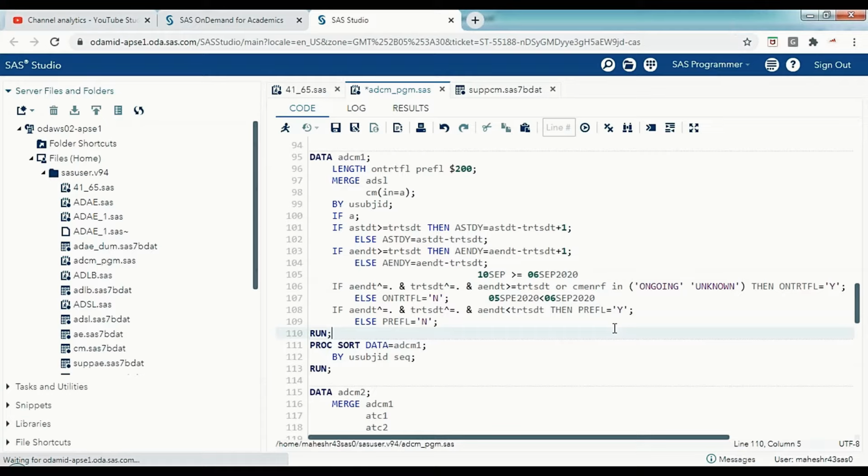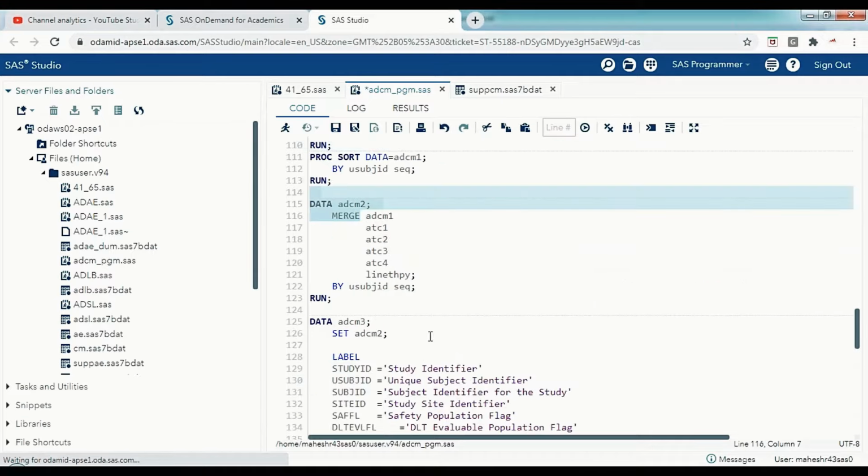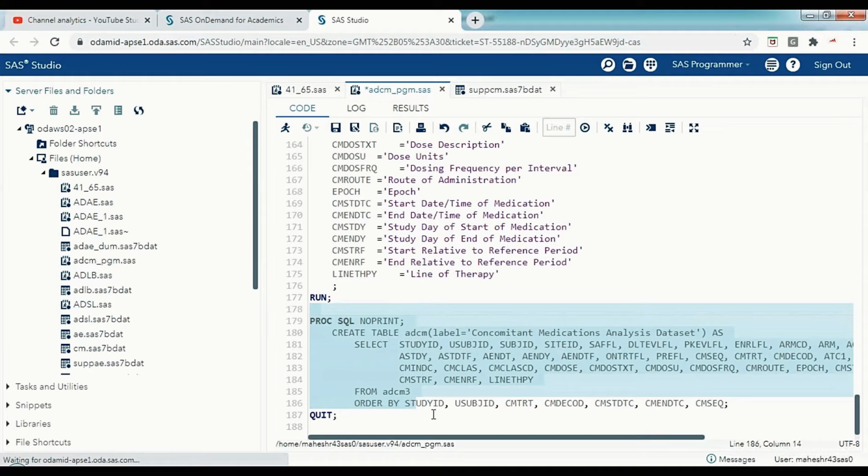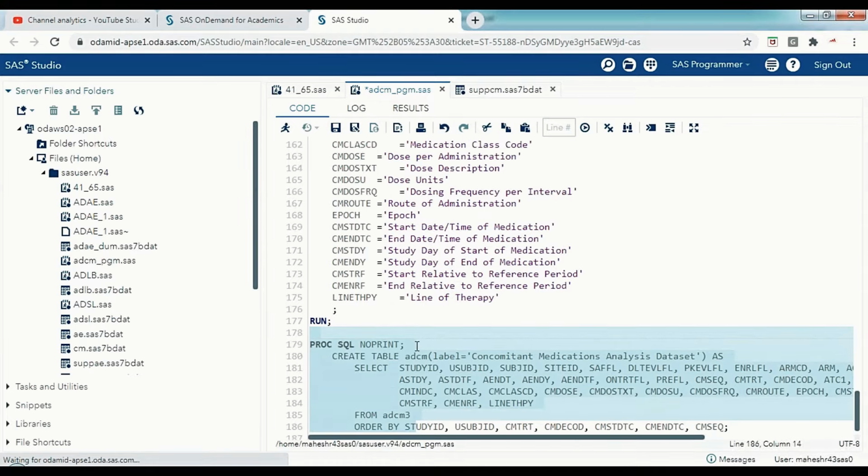So in this way, we can differentiate the concomitant medication in two different ways. After that, you can merge and give the labels as per the specification file and keep the variables which are mentioned in the specification file. And finally, you can send your final dataset to the ADaM library with the label. So the label is also important. You have to give the label as per the standards.